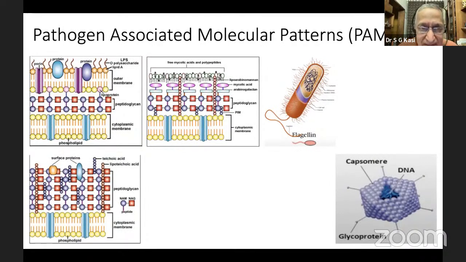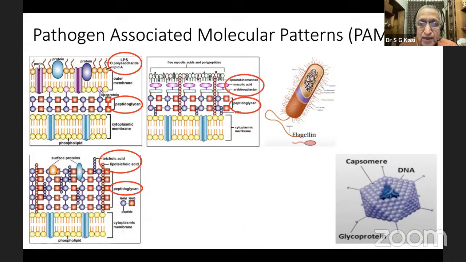PAMPs are basically highly conserved molecules. They can be proteins, they can be carbohydrates or lipids. When I say highly conserved, it means they have been present almost since the time these organisms have evolved, and they continue to remain in all the types and subtypes. Examples include the lipopolysaccharides and the peptidoglycans of the gram-negative bacteria. Then we have the teichoic acids and the peptidoglycans of gram-positive bacteria.